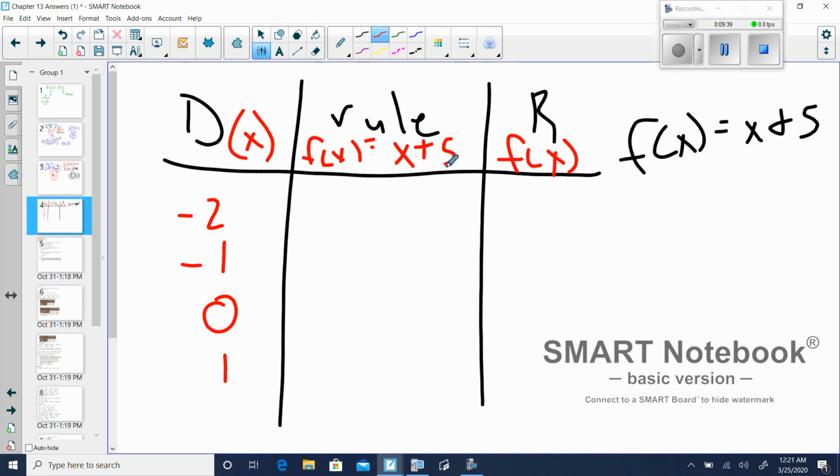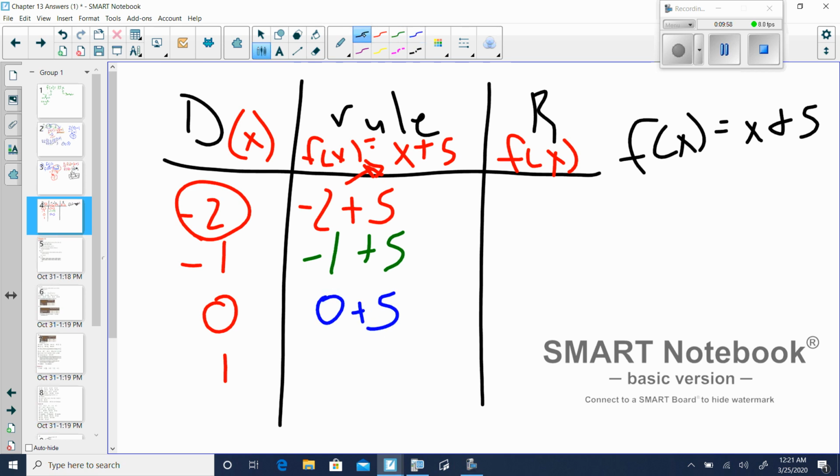All right, so what the rule means here is I'm taking these domain values, negative 2, and I'm substituting that in where I see x in our rule. For negative 1, I'm substituting that in for x. For 0, I'm substituting that in for x. And for 1, I'm substituting that in for x. And when that happens, we can now evaluate. So 5 minus 2 is 3. 5 minus 1 is 4. 5 plus 0 is 5. And 5 plus 1 is 6.